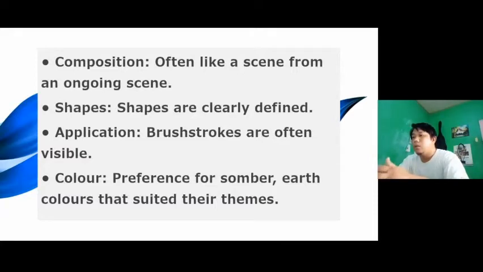Then color, preference for sober earth colors that suited their theme. So, hindi yung mga bright colors ang makikita natin. Makikita natin dito yung mga earthen colors, something like brown, dark brown, gray, yung mga ganun na kulay, yung mga nagagamit usually in this kind of artwork. Okay, so let's proceed.